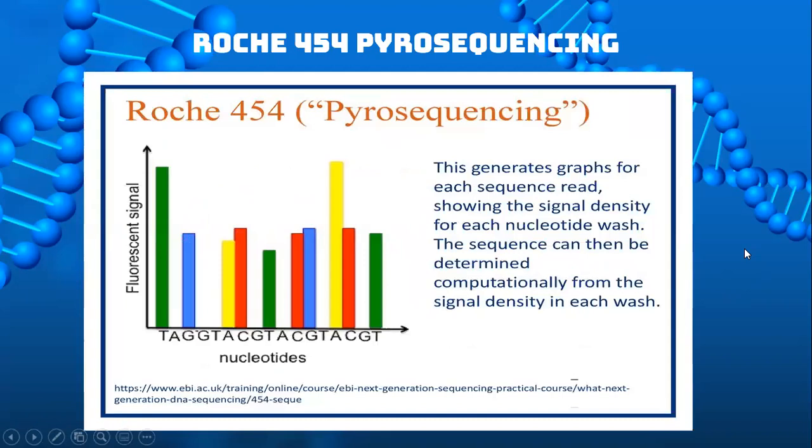So this then generates a graph, which is called the read flowgram for each sequence read, showing a signal density for each nucleotide wash, and a sequence can then be determined computationally from the signal density in each wash.